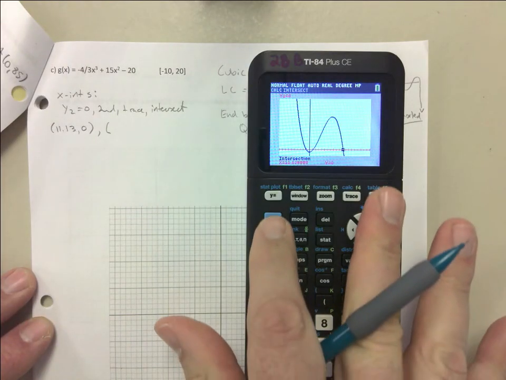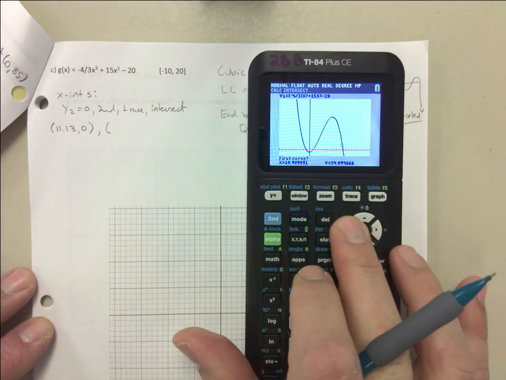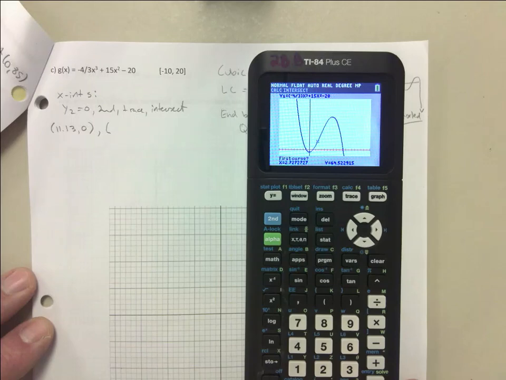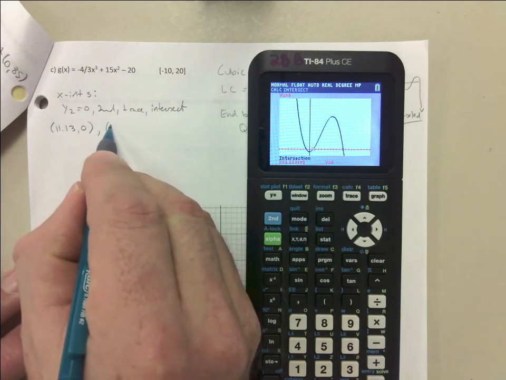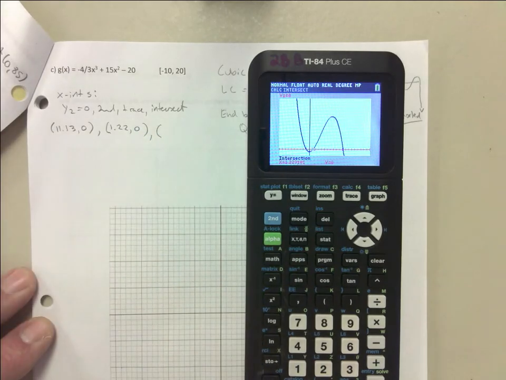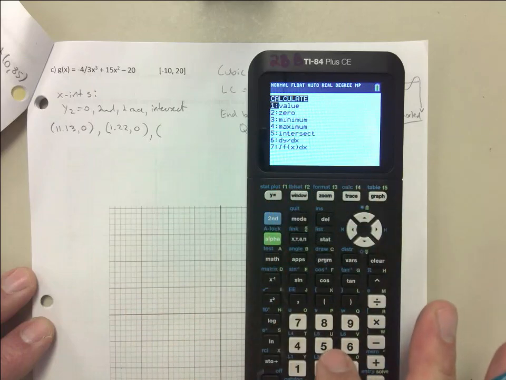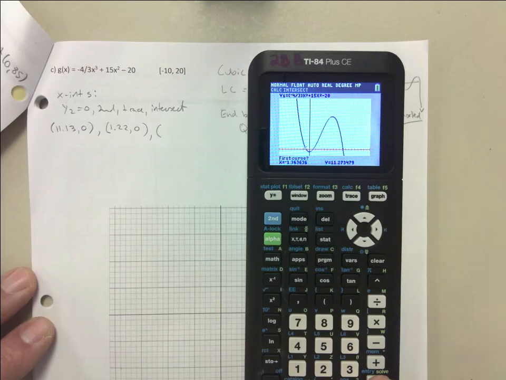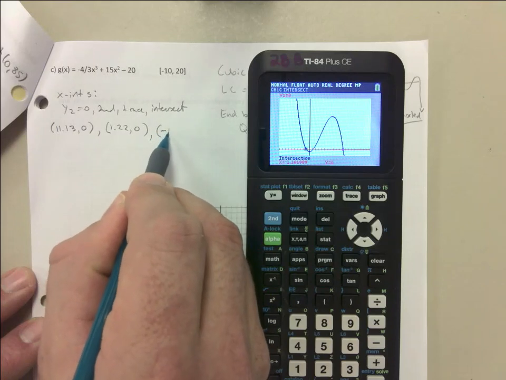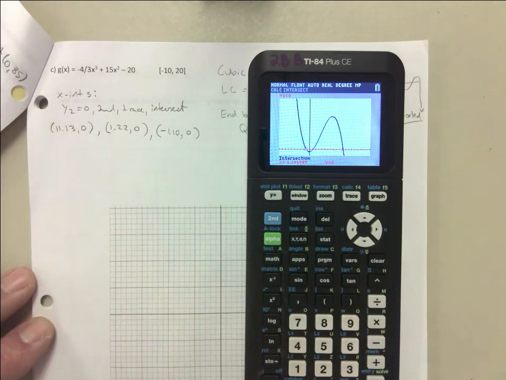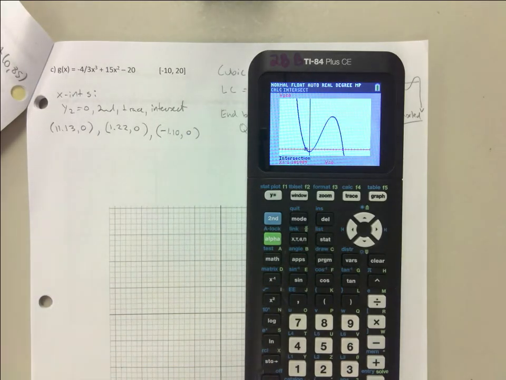Let's do this again. Second, trace 5. I'm now going to move over to that one right there. Enter, enter, enter. That is 1.220. And one more. Second, trace 5. Just a little over. I'm going to go here. Enter, enter, enter. That is negative 1.100. I've got my x-intercepts taken care of.